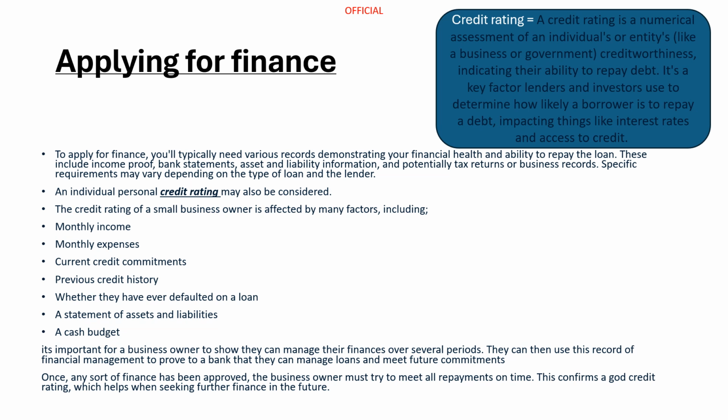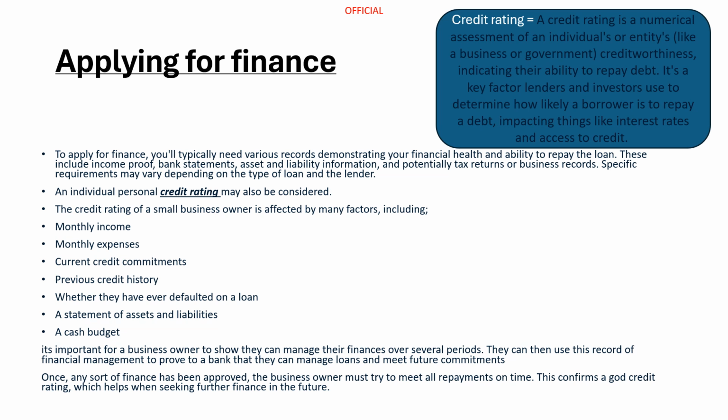So next, let's talk about what a small business needs when applying for finance. To apply for finance, a business must provide documents like income proof, bank statements, and records of assets and liabilities. Sometimes they may have to provide tax returns or business records as well. Lenders may also check the owner's personal credit rating, which reflects their ability to repay debt. That is very, very important.